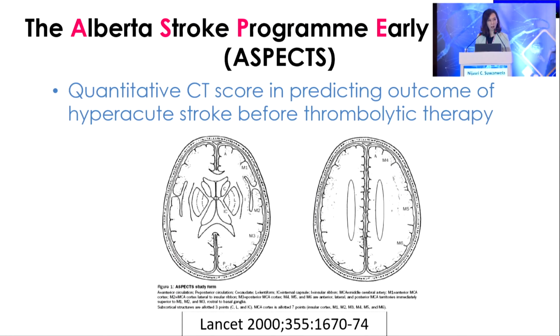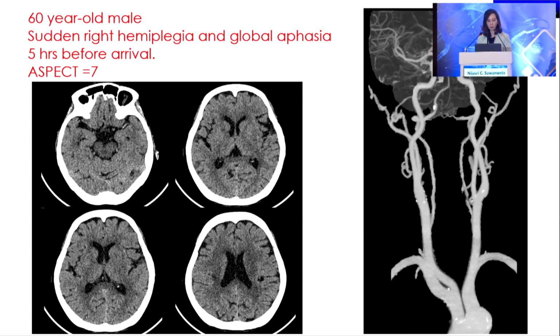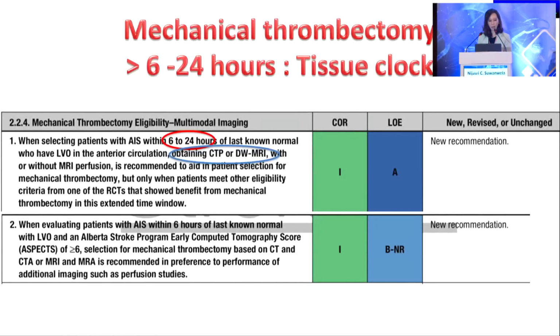We depend a lot on the ASPECT score, where we look at the CT scan or diffusion imaging and look for the abnormality. The total score would be 10, and if there's some changes in the brain, we would deduct points. So the lower score means there are more changes in the brain. This is an example of a simple case: 5 hours before arrival, having a stroke and MCA occlusion. This is a good candidate for thrombectomy for sure, no matter what.